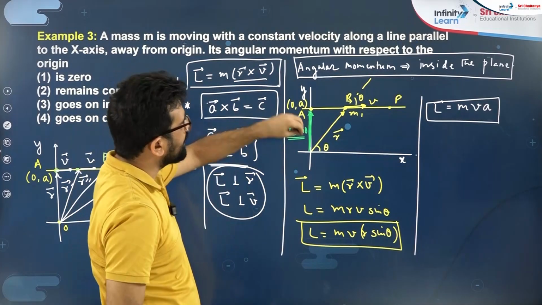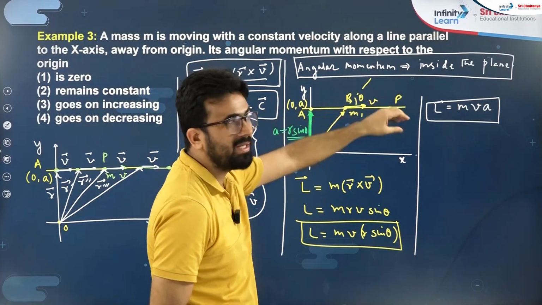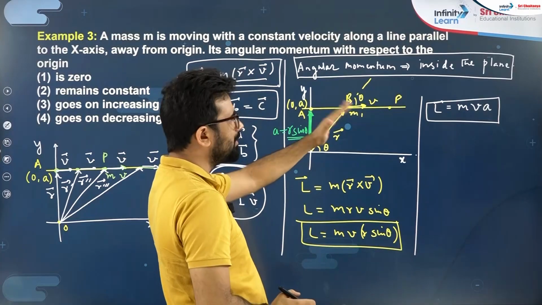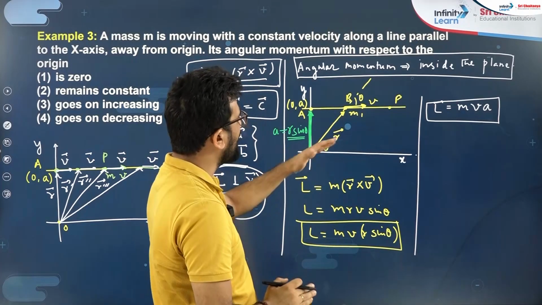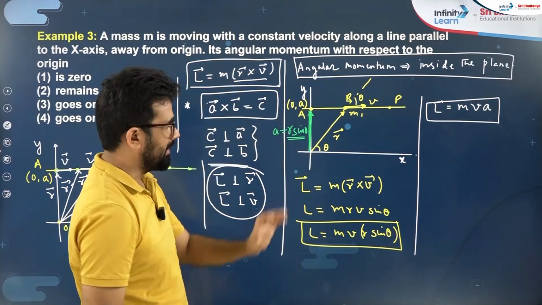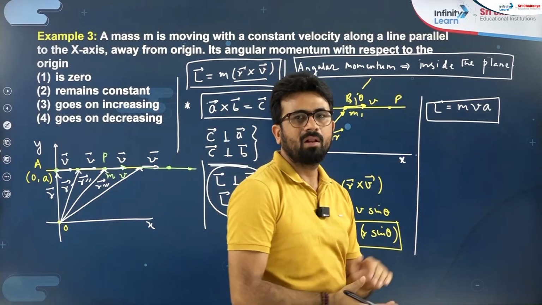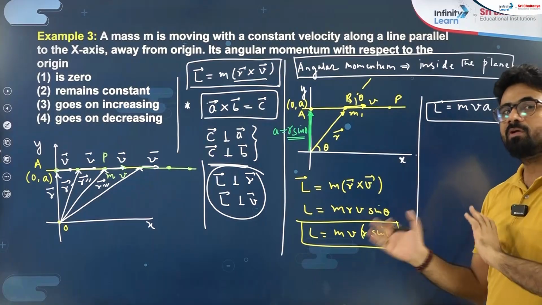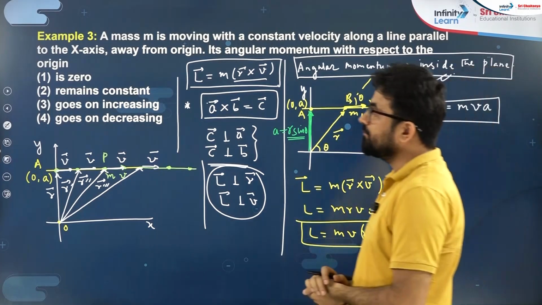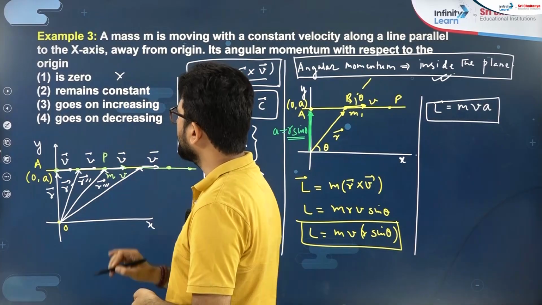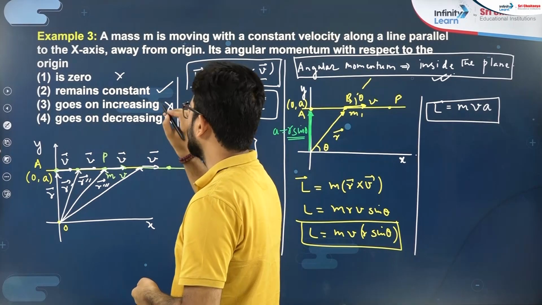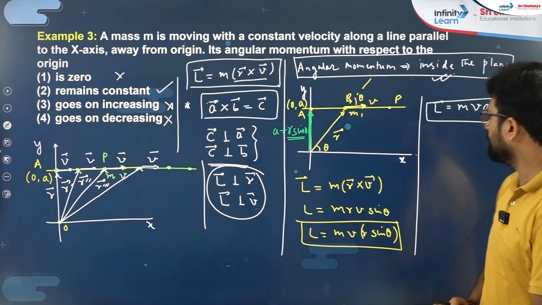Now you can see the particle is at B or at A or P, whatever the condition. You can say very simply that this perpendicular distance between V and R would be only R sine theta, which is equal to a. So directly we can say M V a is the angular momentum, and its direction is inside the plane, or inward. From here we can say it is not zero, definitely it remains constant, definitely it is not increasing or decreasing. So whenever this question comes to you, you have to focus.